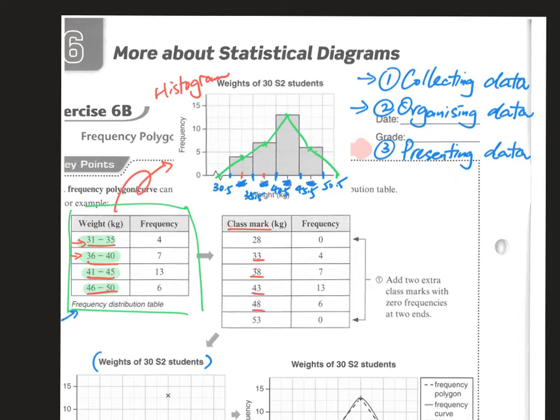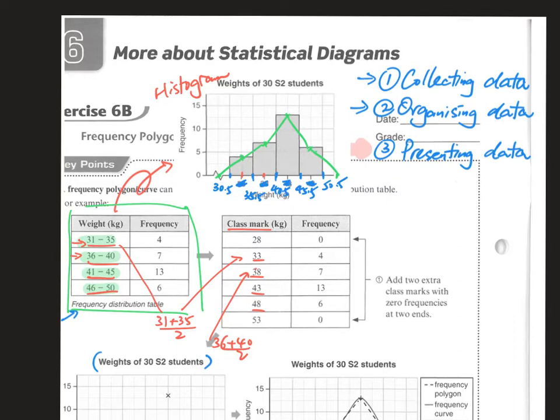Do you remember how to find the class mark? If you forget it, let's have a very quick revision here. For 31 to 35, the class mark can be found by taking the average of the two numbers in the class interval. So adding up 31 and 35 and dividing by 2, you get 33. Similarly, 38 is given by 36 plus 40 divided by 2.